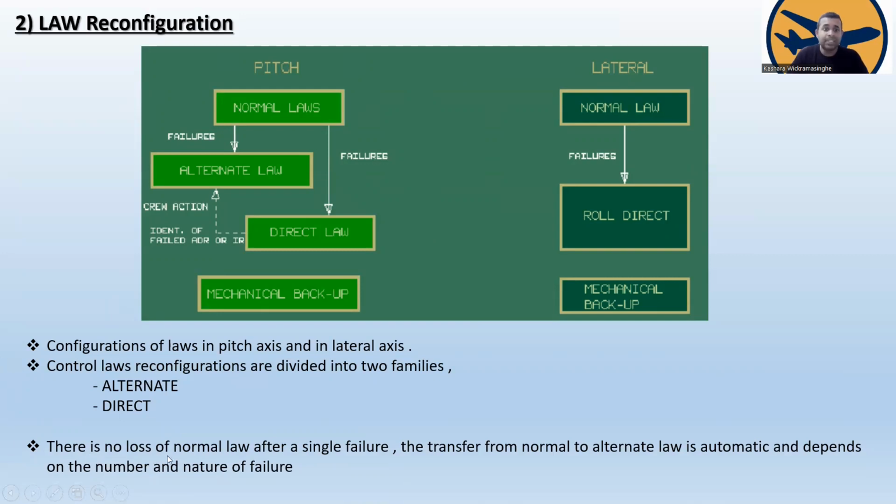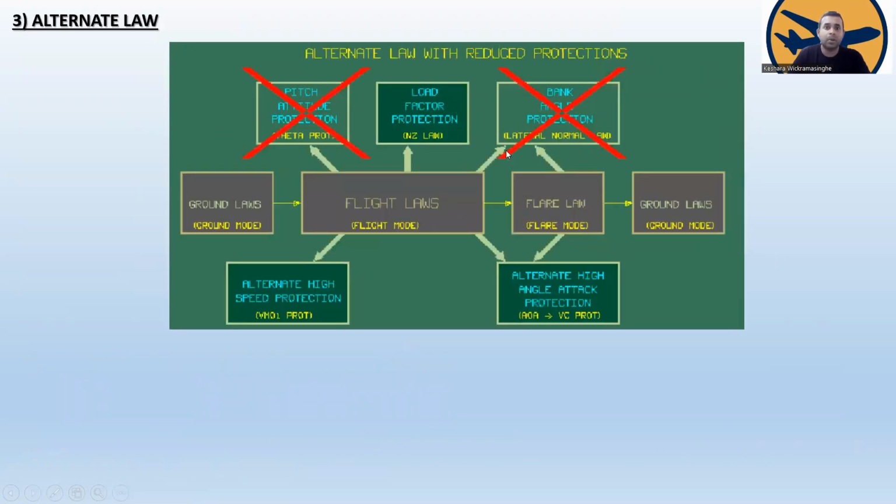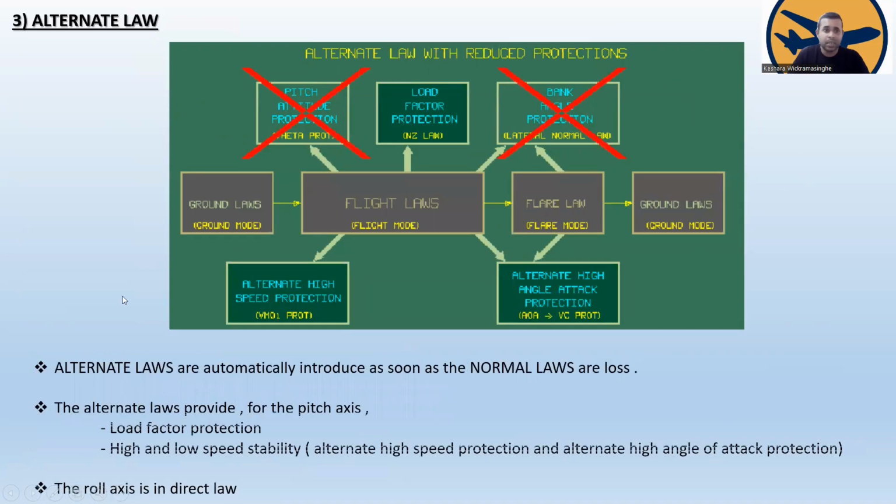Remember, there is no loss of normal law after a single failure. The transfer from the normal to the alternate law is automatic and depends on the number and the nature of the failure. You can see the alternate law with reduced protections. Here, the alternate laws are automatically introduced as soon as the normal laws are lost.